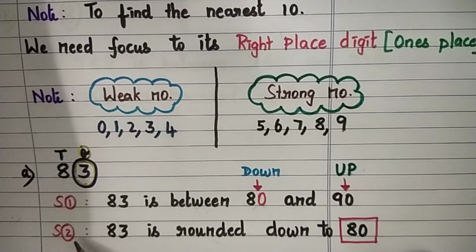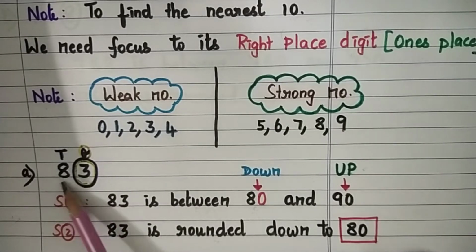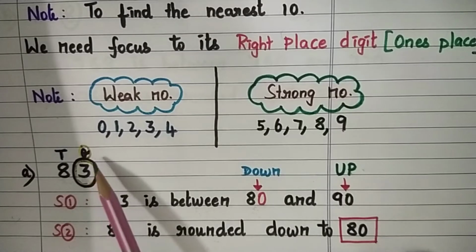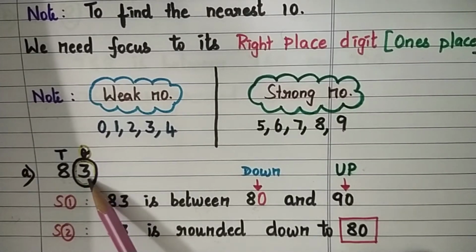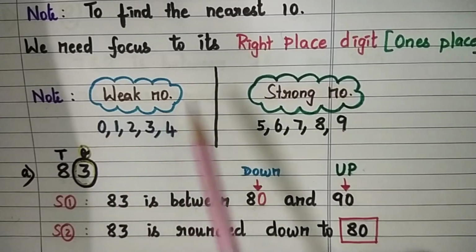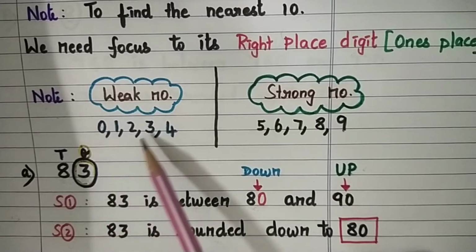To find the round off number, first you have to see the tens place, meaning focus should be given to the right place of the 10. What is the right place of the 10? It is the ones place. So circle the ones place, children. After circling the ones place, see if this number is a weak number or a strong number. Is 3 a weak number or strong number? Yes. 3 is a weak number.